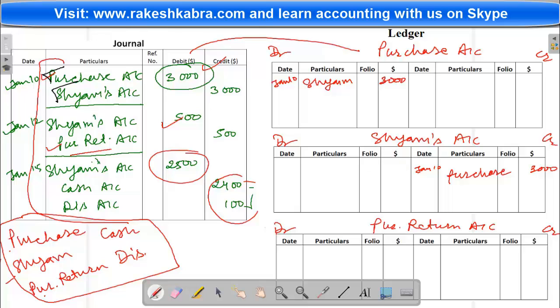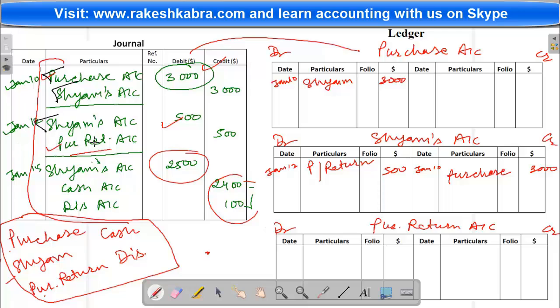And the amount is how much? 500. Shyam, 500. Then put the date, January 12, and then write down the name of the opposite account. Tell me which one is the opposite to Shyam's account? Purchase return. So I will write the name of the opposite account, purchase return. So posting done in Shyam's account.